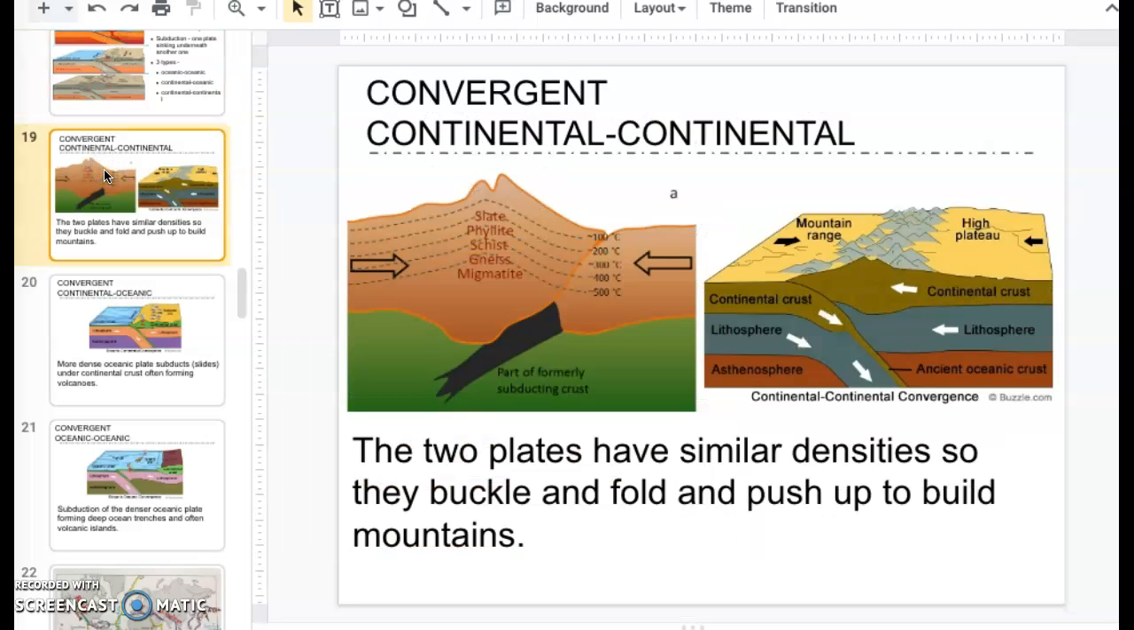We'll start with continental. When you have two continental plates which have similar densities and thicknesses that are coming together, one will still subduct under the other, but we have a lot of mountains that are formed. Actually, some of the tallest mountain ranges in the world are created this way. So I want us to look at that on our map as well.